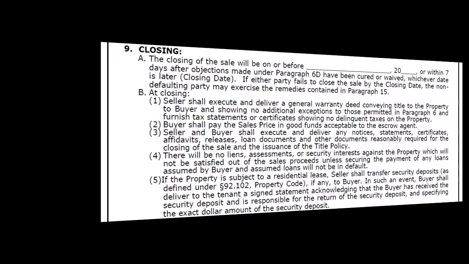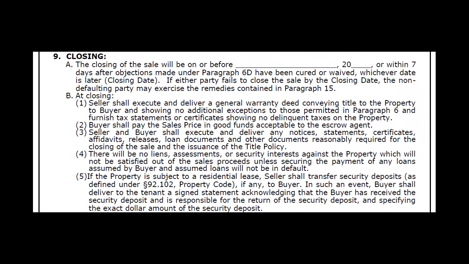So, paragraph 9, the closing paragraph. This is broken up into two different sections. Let's talk about section A. Section A is the date that this thing needs to be closed by. It's usually going to occur 30 to 45 days after the effective date of the contract, just because that's about how much time it takes for the lender to get all their stuff done. But it can happen at any moment. As long as everybody's ready to close, that's it.